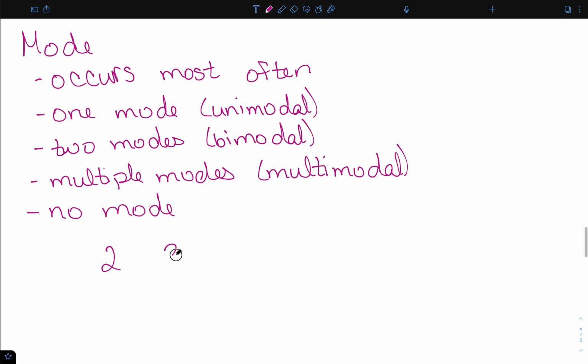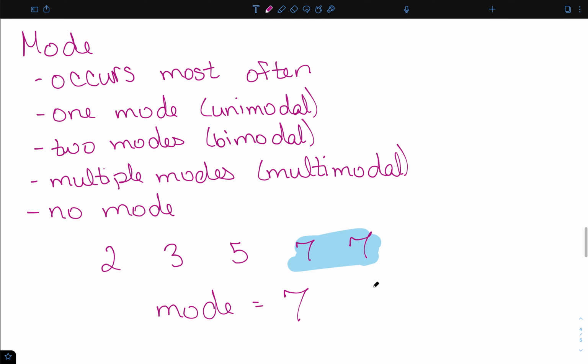Let's return to our data set 2, 3, 5, 7, 7. In this case, we can see that our mode is 7, since the data value 7 occurs more often than any other value. In fact, we have 2 sevens, whereas the rest of the data values we only have 1 of.